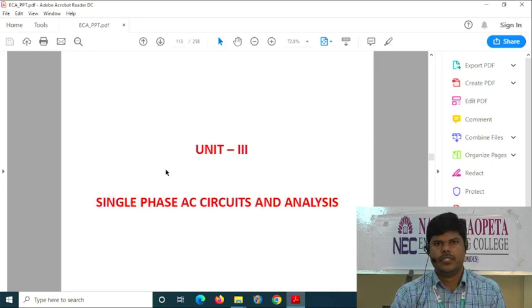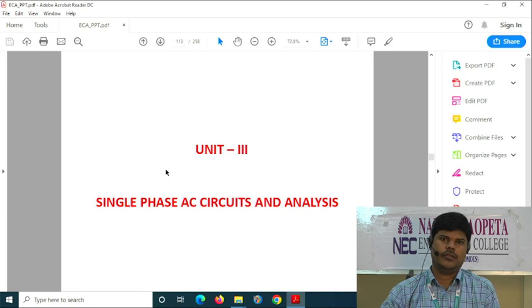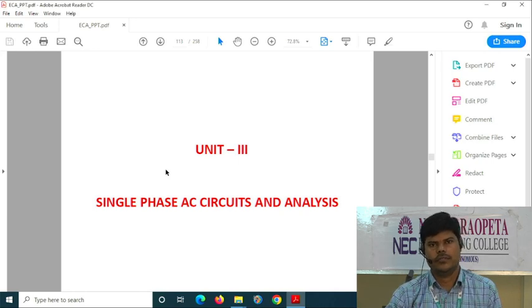So, in our previous lectures, we have seen about the circuit, network, voltage sources, current sources, and also Kirchhoff's current law, Kirchhoff's voltage law, and circuit analysis techniques like mesh analysis and nodal analysis. We have seen some problems also. Today, we will see single phase AC circuits and their analysis.